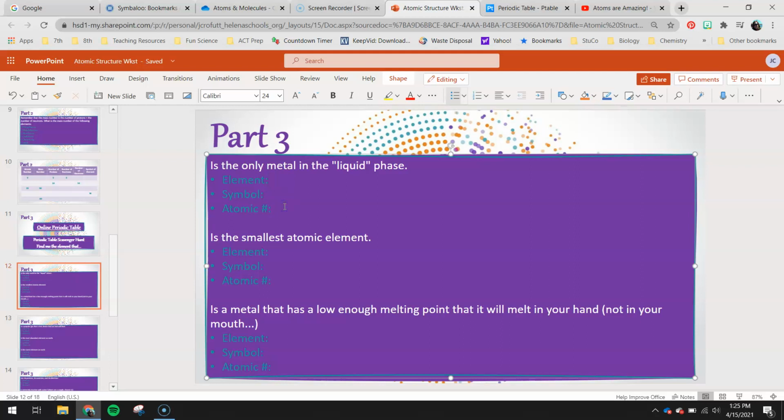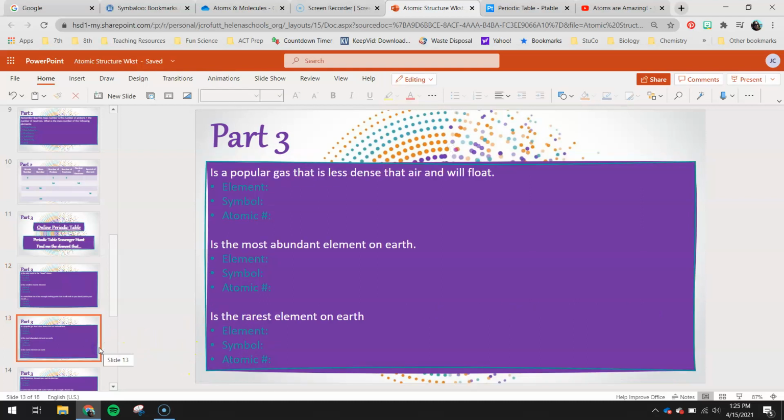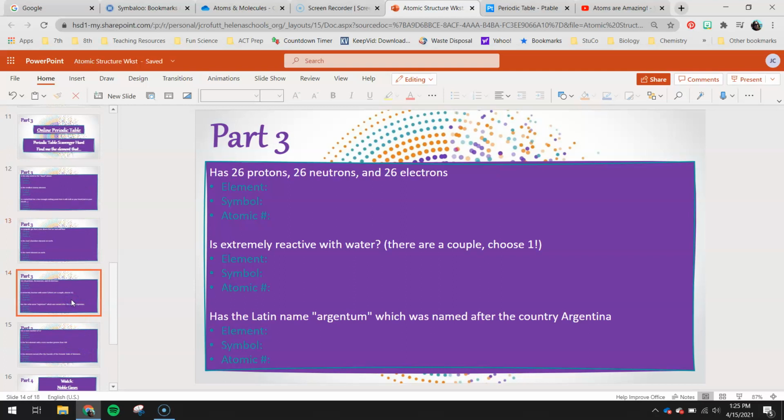Okay, is the smallest atomic element? Is a metal that has a low enough melting point that it will melt in your hand, not in your mouth. Okay. Is a popular gas that is less dense than air and will float. Is the most abundant element on Earth. Is the rarest element on Earth. Has 26 protons, neutrons, and electrons. Is extremely reactive with water. There's a couple, so you guys can choose one.